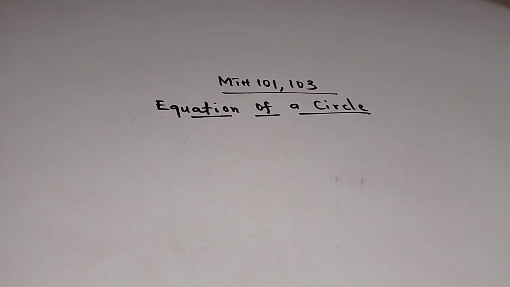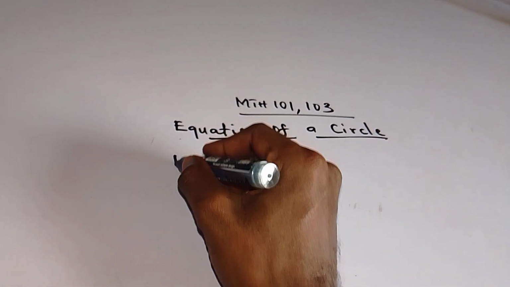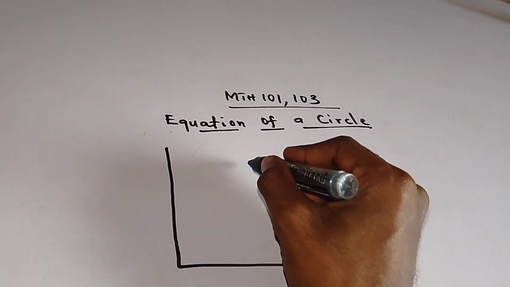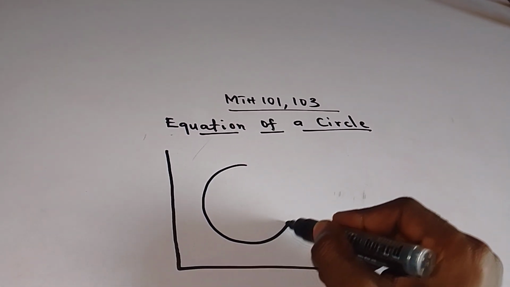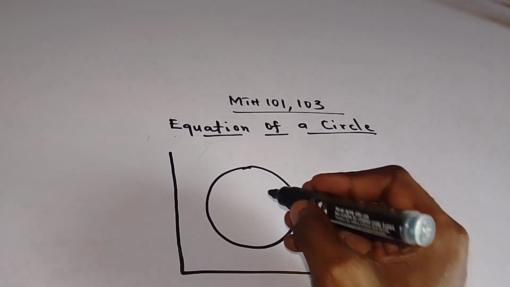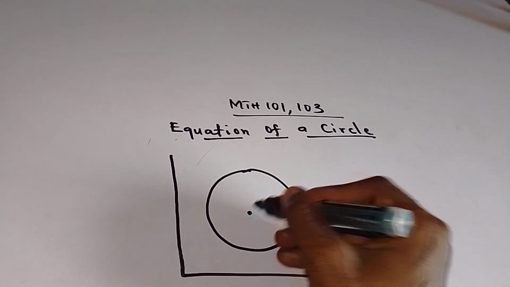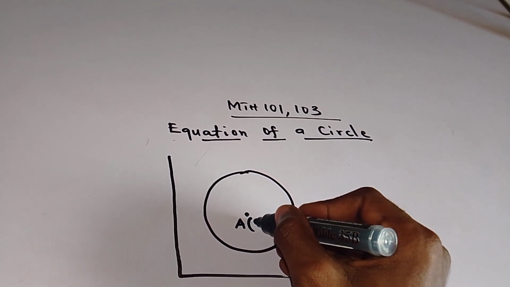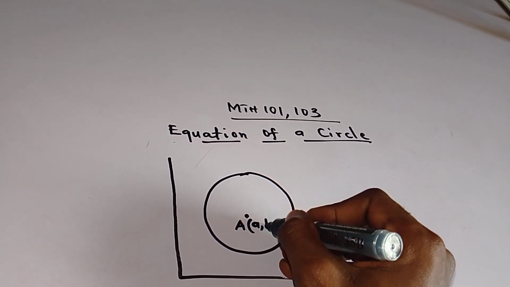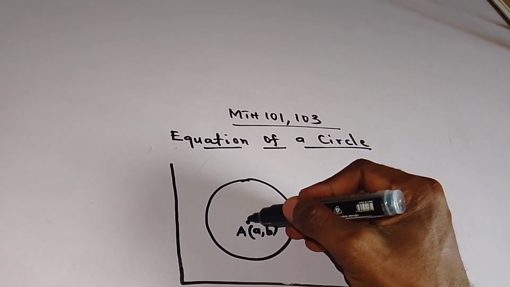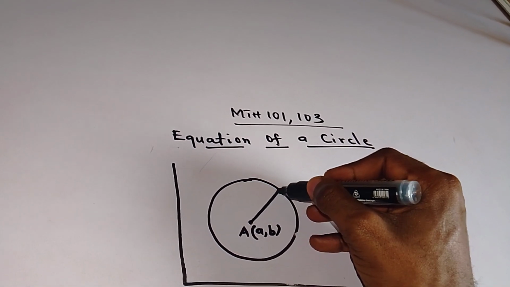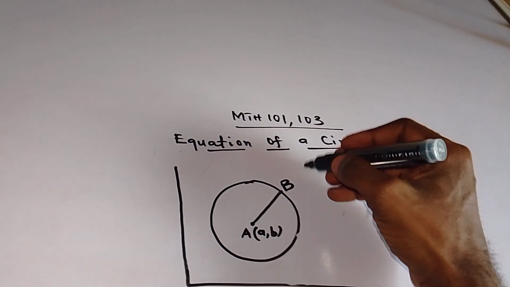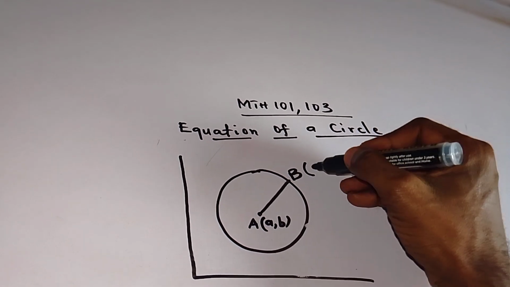Let's say that we have a circle on a Cartesian plane like this, and here is the center of the circle, which is marked point A. Then we have a radius to the circumference, which is marked point B.